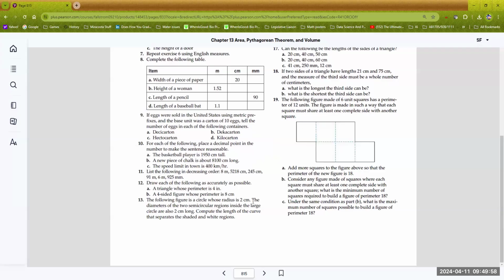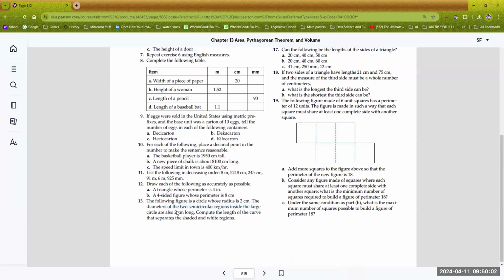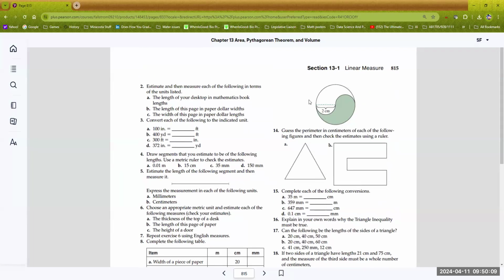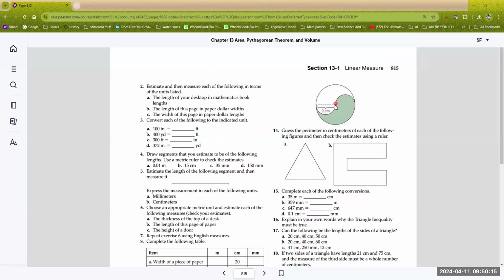Following as a circle's radius is 2 centimeters, the diameters of the two semicircle regions are also 2 centimeters long. Compute the length of the curve that separates the white and the shaded regions. When you're looking at something like this, think: this piece right here is half of the smaller circle's circumference. It goes halfway around that small circle. And this piece up here also goes halfway around that smaller circle.